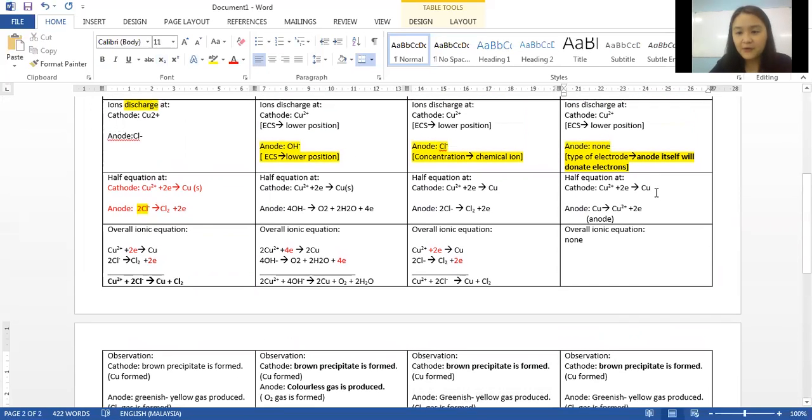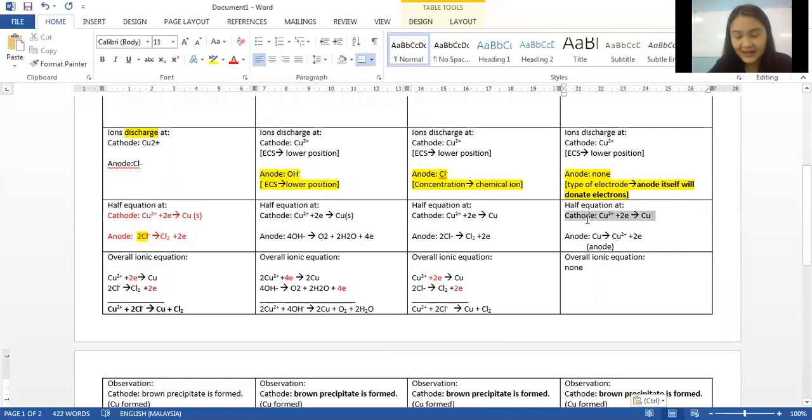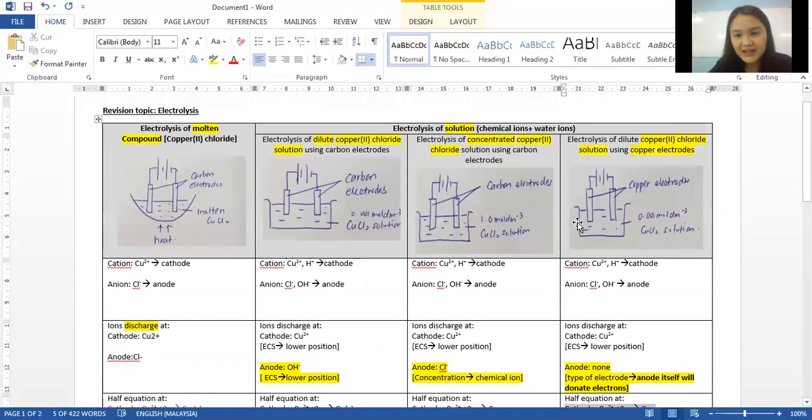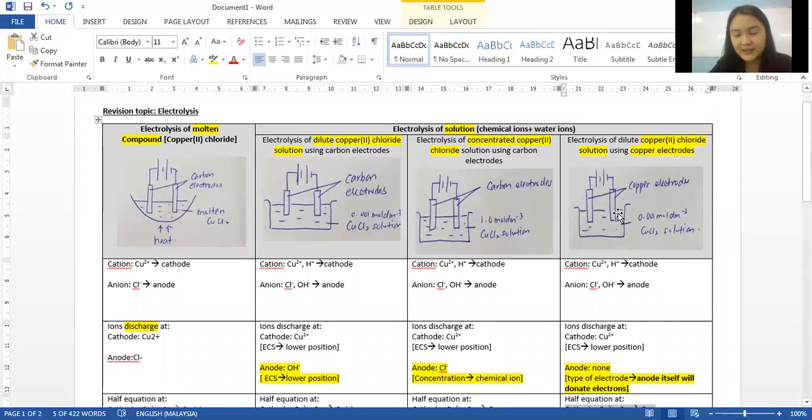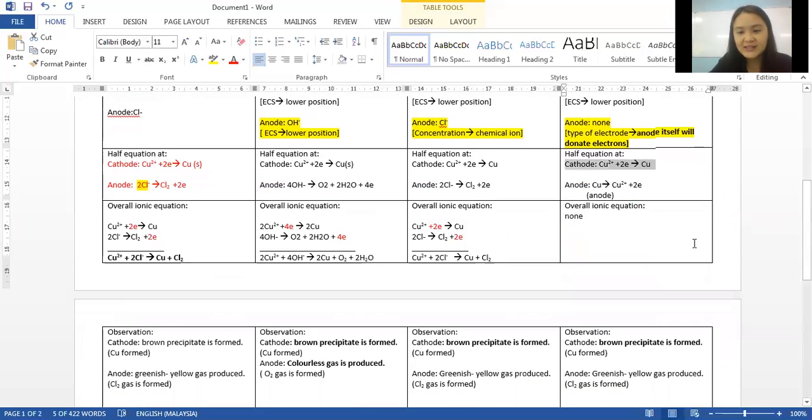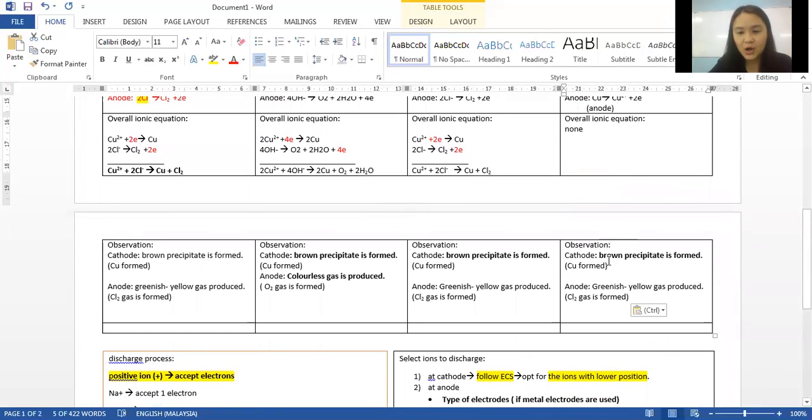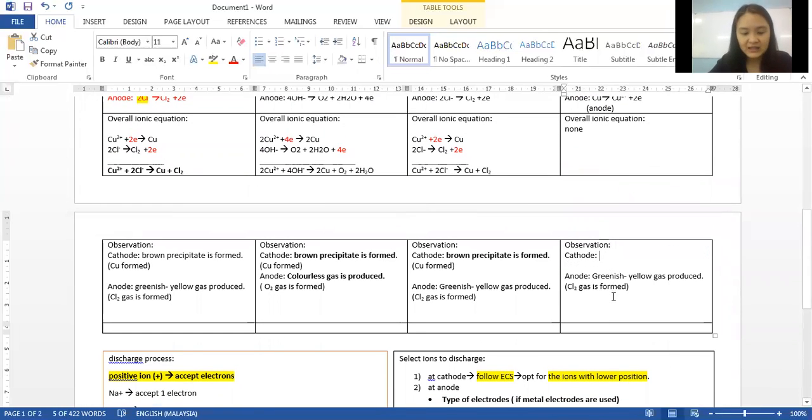Now at the cathode, you are forming copper. Please be reminded that you are forming copper at the cathode, and your rod is also made of copper. So the metals will just stick together. When you form copper, the copper will stick around your original copper electrode. Due to that, your observation at the cathode is that the cathode becomes thicker.